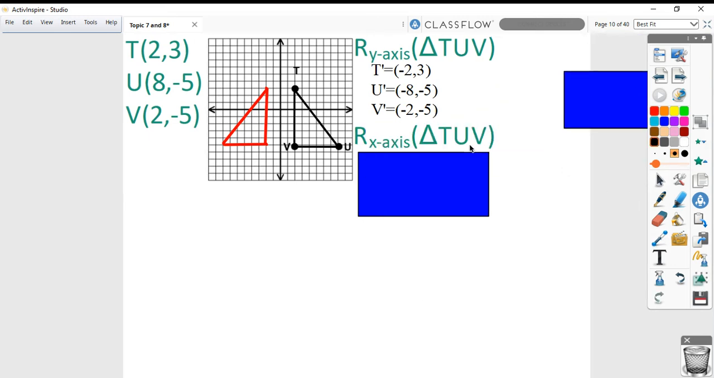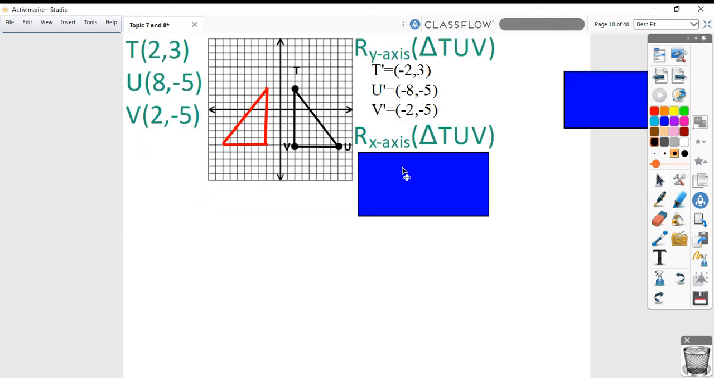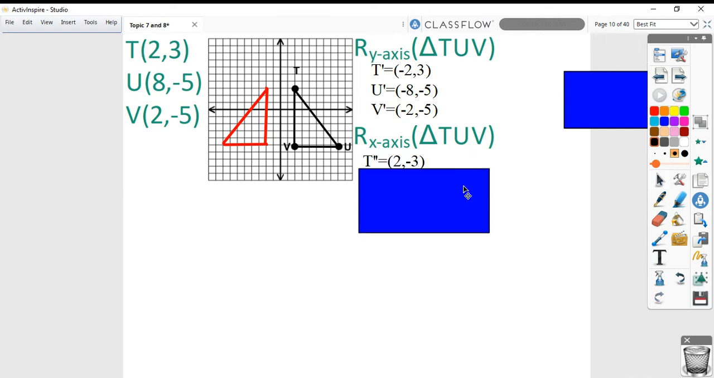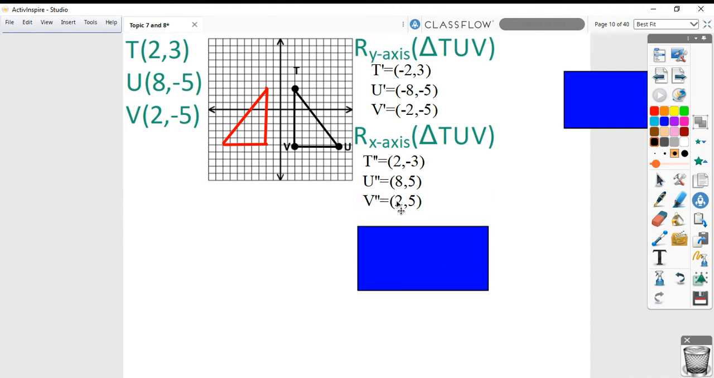Up next, we're looking at reflecting over the x-axis. So we're flipping it from here. We're kind of going up. We're flipping it over this line this time. Okay, so just like before, we wrote down that when you're reflecting over the x-axis, you keep the x, change the sign of the y. So instead of 2, 3, we're going to have 2, negative 3. Instead of 8, negative 5, we'll have 8, positive 5. Instead of 2, negative 5, we'll have 2, positive 5. And again, we can put all of those points on the graph pretty easily.